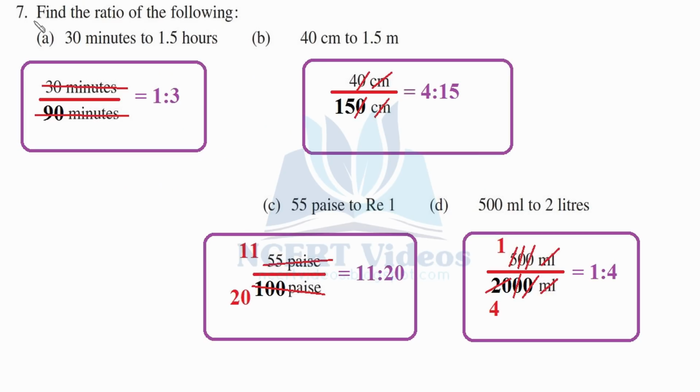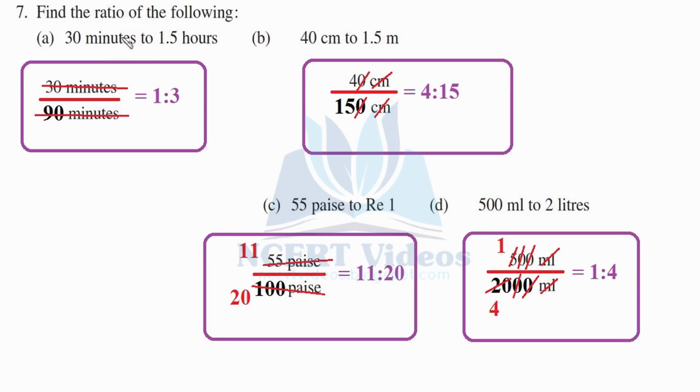Seventh part, find the ratio of the following. Now, what we see here at the first look is that minutes and hours are not the same units. We have to change them to the same kind of units. So it is better to go to smaller units. Therefore, we will convert hours into minutes.